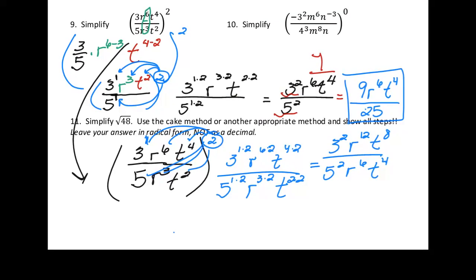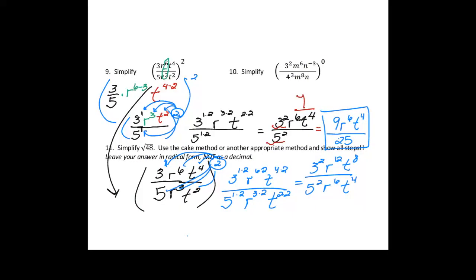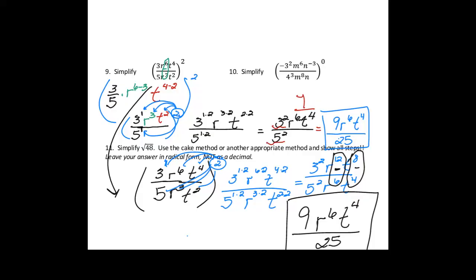Yes, I am going over this kind of quickly because it's a second way. And since you are dividing, you would subtract the exponents for the ones that have the same base. So this gives r to the 12 minus 6 is r to the 6th. T to the 8 minus 4 is t to the 4th. 3 squared is 9, all divided by 5 squared is 25. It gives you the same answer. Same answer.